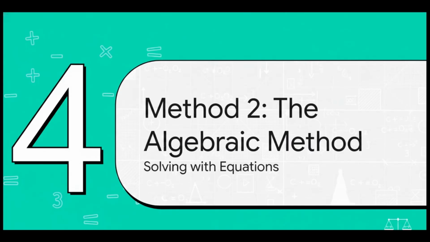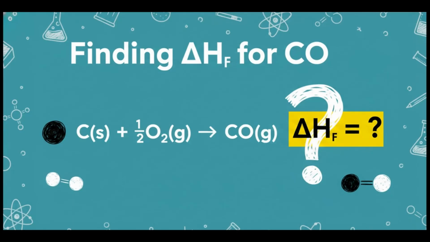Okay, so that was the visual way, but what if you're not a fan of drawing cycles? Well, good news. There's another tool in our toolbox, the algebraic method. This one is less about drawing and more about manipulating equations. And for this one, let's circle all the way back to that first problem we talked about, finding the enthalpy of formation for carbon monoxide, that reaction that's just so tricky to measure directly.